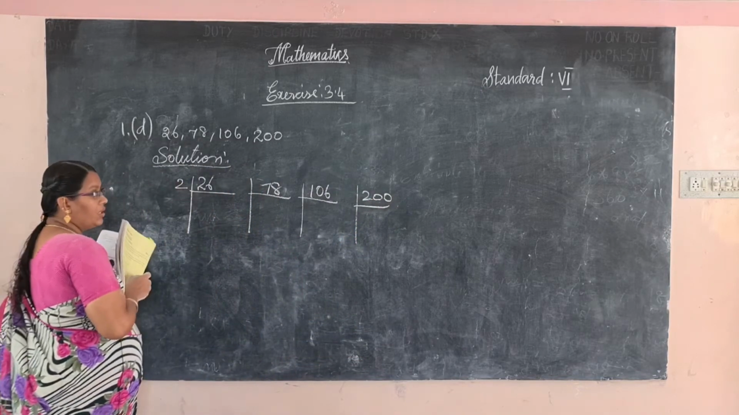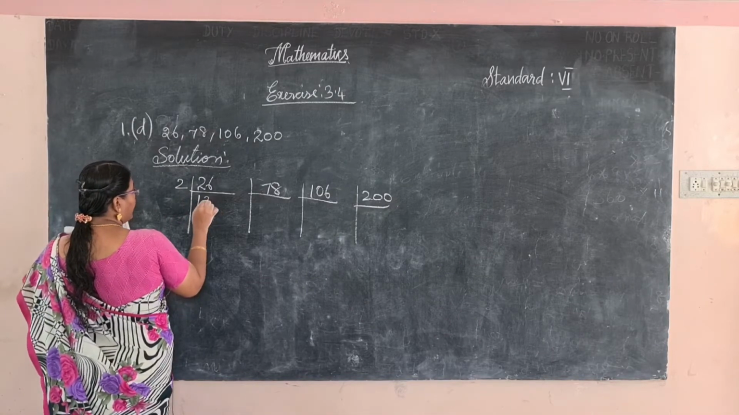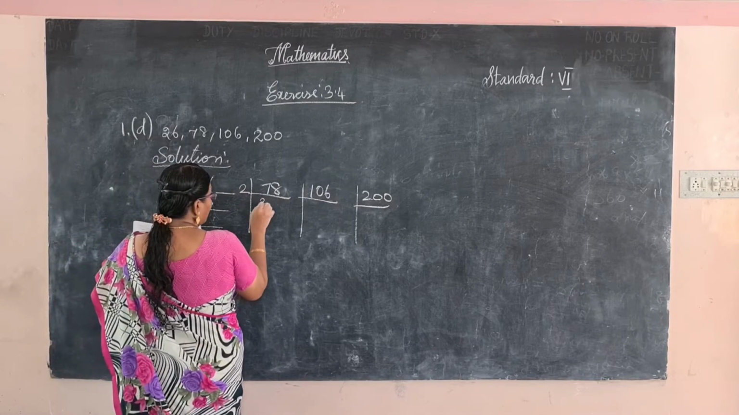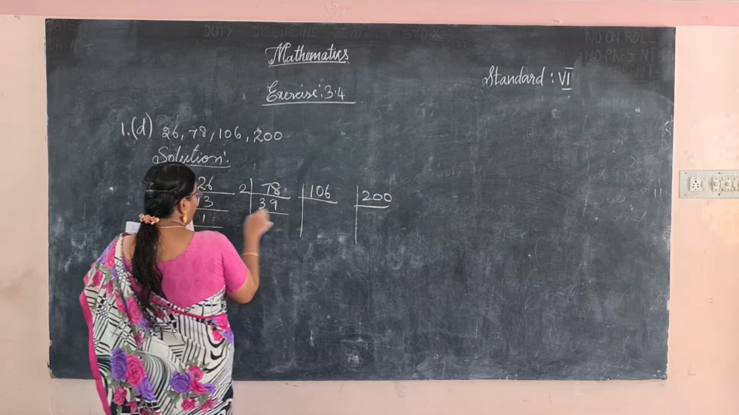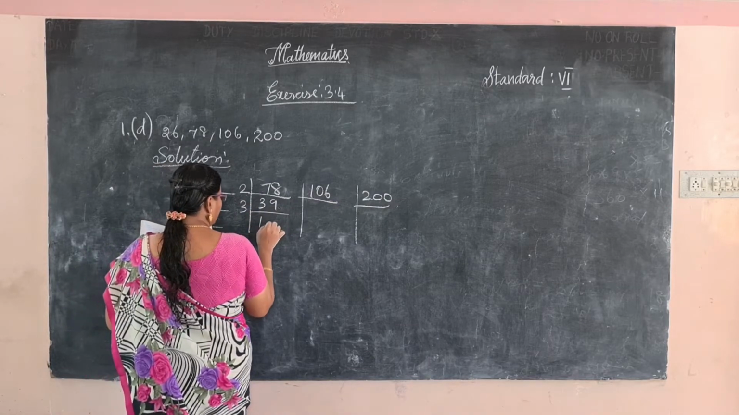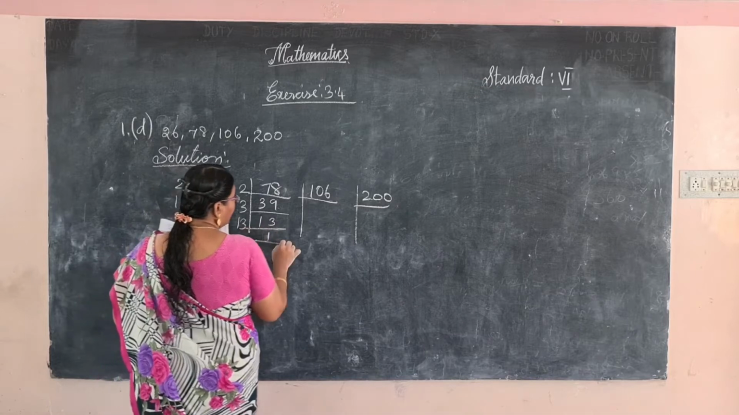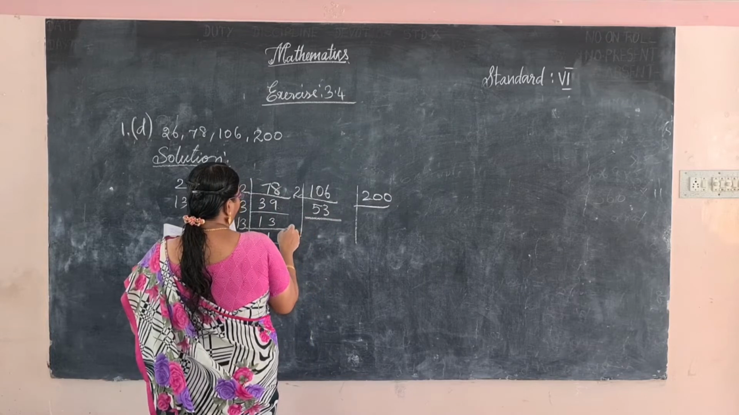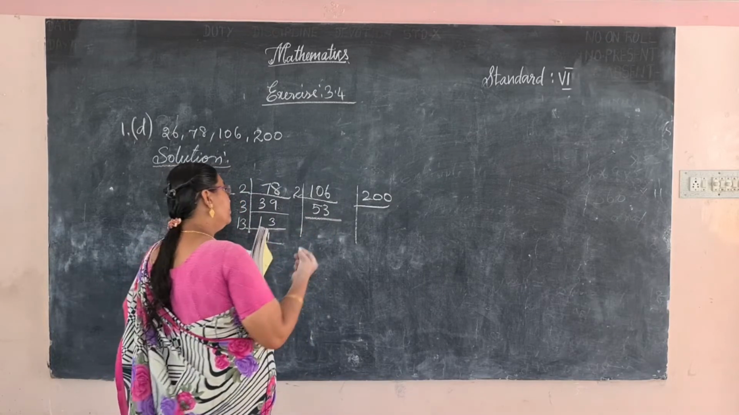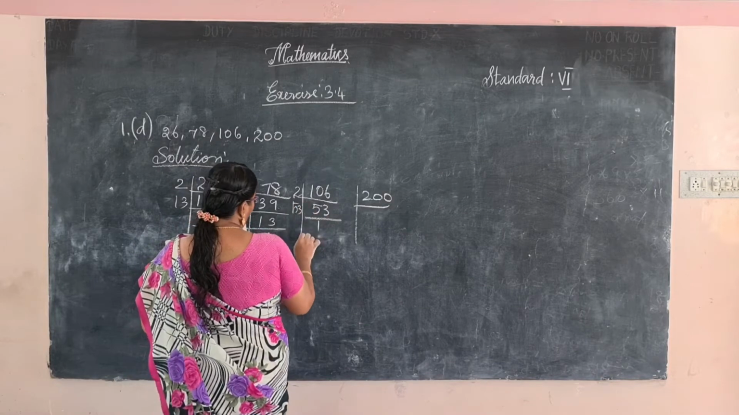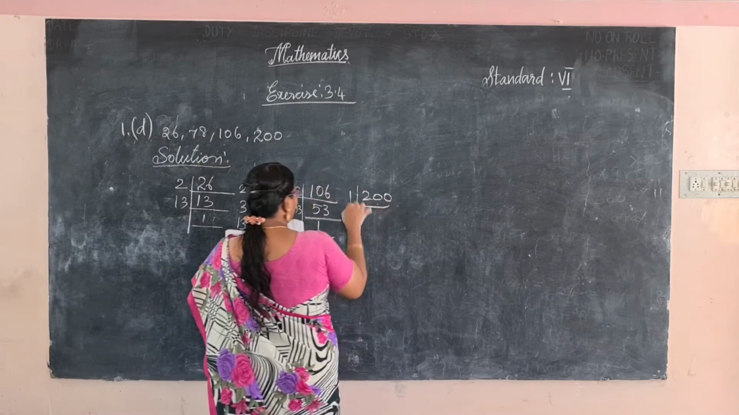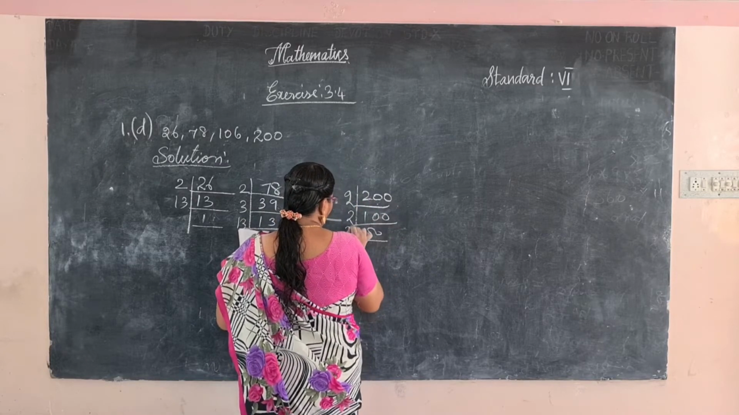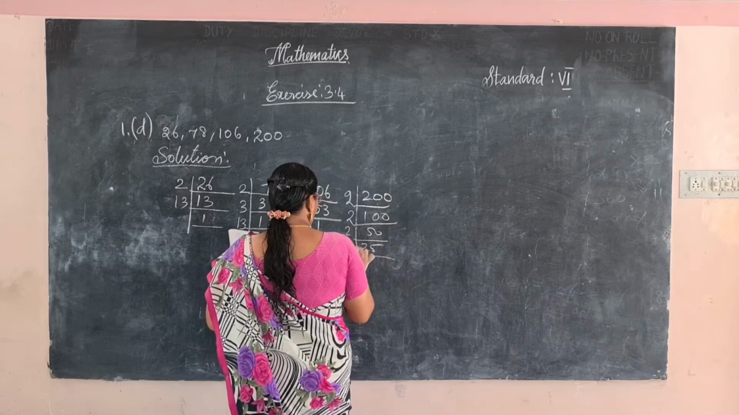So 2. How many times is it possible? 1, 13, 13, 1 time. Again 2 table: 2 threes are 6, 2 nines are 18, 3 table, 1, 13. Here 2 table, 53. And 53 is a prime number, so 1 time only. And then 200, 2 table 1 time. Again 2 table 50, 2 table 25. Again 5 table.